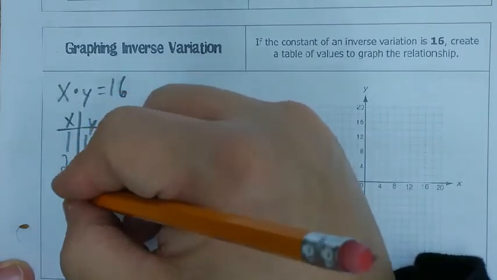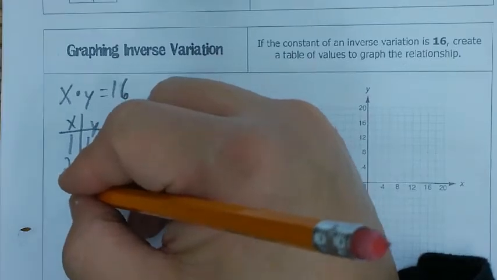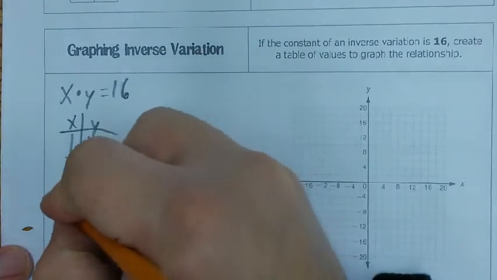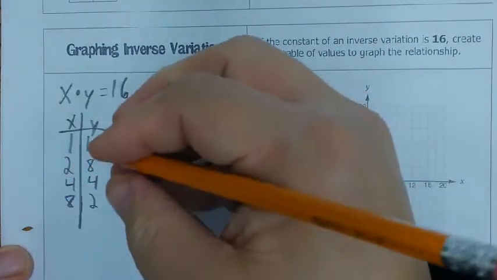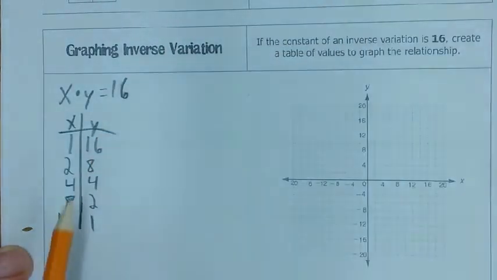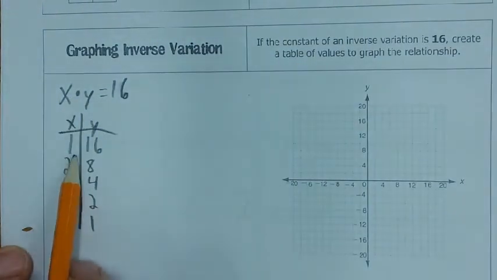And then 5, nope, doesn't work. 6, that does not work. 7, that does not work. Does 8? 8 and 2. And then what's our last one? 16 and 1. So basically, because of the commutative property, you can swap your numbers and that still works.